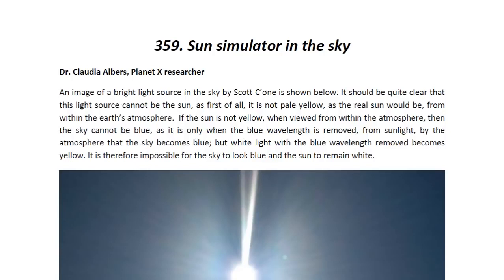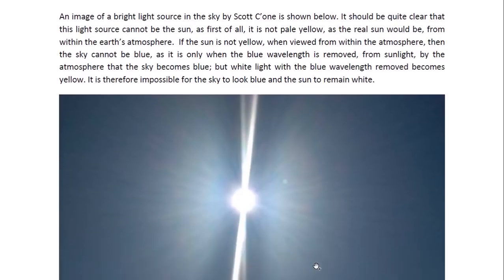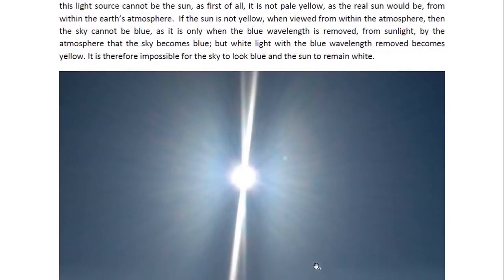This one is entitled Sun Simulator in the Sky. Now, an image of a bright light source in the sky by Scation is shown below. It should be quite clear that this light source cannot be the sun, as first of all, it is not pale yellow as the real sun would be from within the Earth's atmosphere.